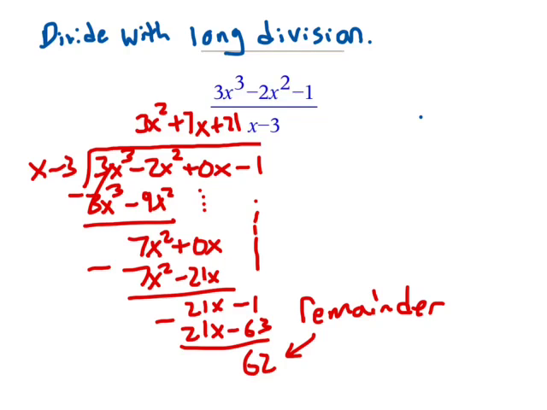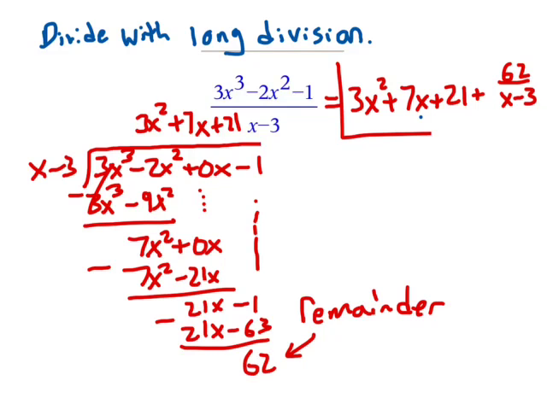So what we find is that this can be written as 3x squared plus 7x plus 21, and we've got this remainder, which is a 62, and we have to write that as a fraction over our divisor, x minus 3. So that goes over here, x minus 3. So that's how we write our remainder, and so these two expressions are equal, and that's division with long division.